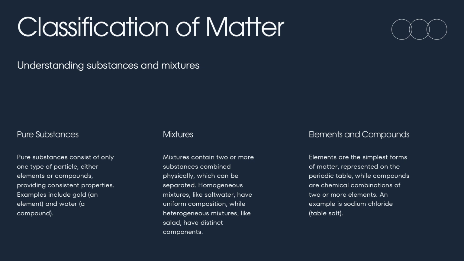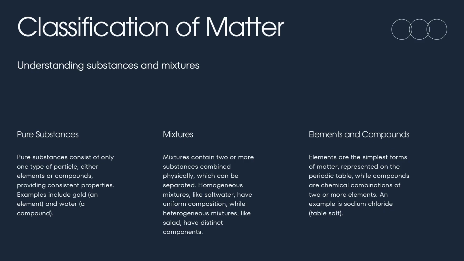Matter can be classified into pure substances and mixtures. Pure substances have a fixed composition. For example, pure gold or pure water always have the same properties. These are further divided into elements and compounds. Elements contain only one type of atom, while compounds contain different atoms combined in a fixed ratio. Mixtures contain two or more substances mixed in any proportion.